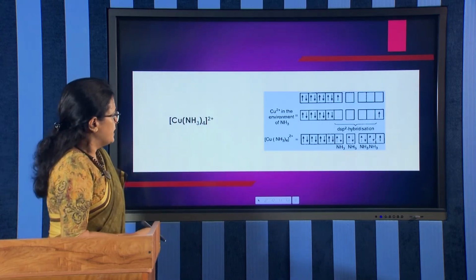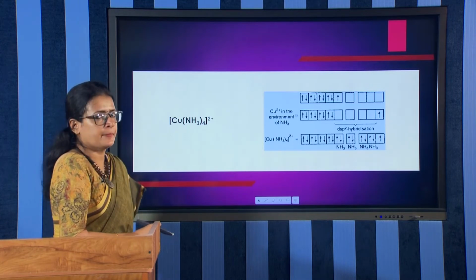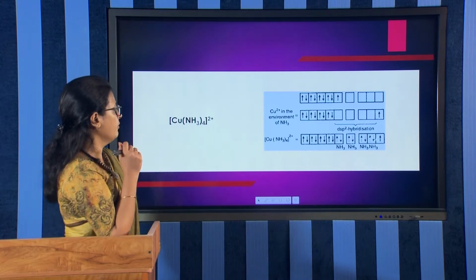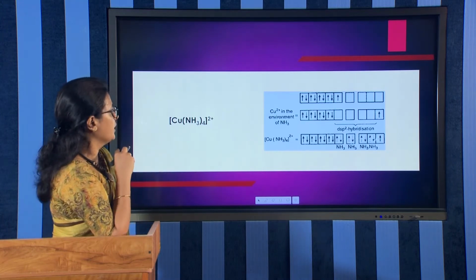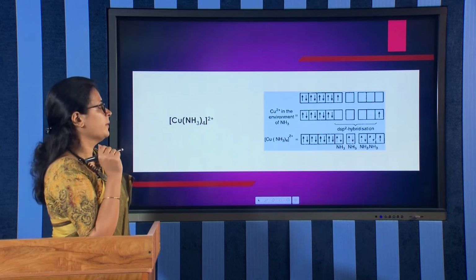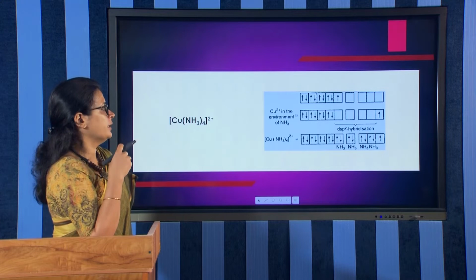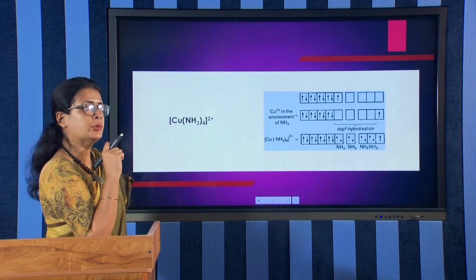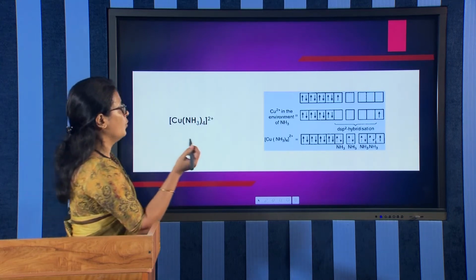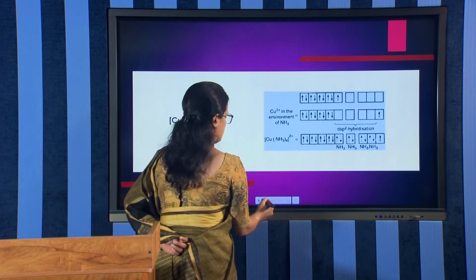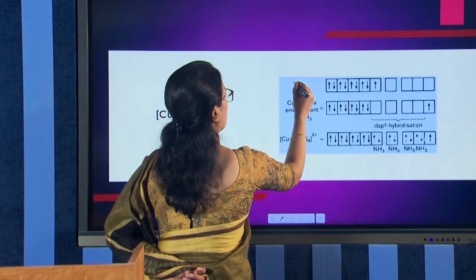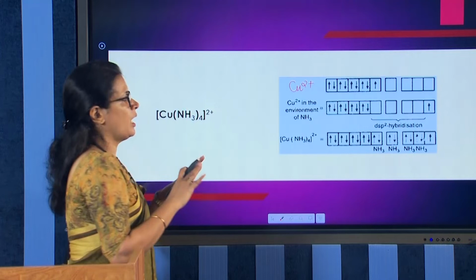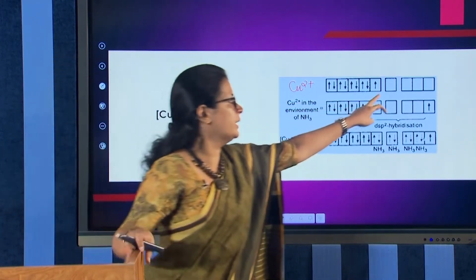And the next example is [Cu(NH3)4]2+. Here there is some kind of difference. You have the central metal atom copper with an oxidation state of Cu2+, and copper has an electronic configuration of 4s2 3d9. This is also Cu2+, with 4s vacant, because 2 electrons have gone from 4s, and that is why it is vacant here.